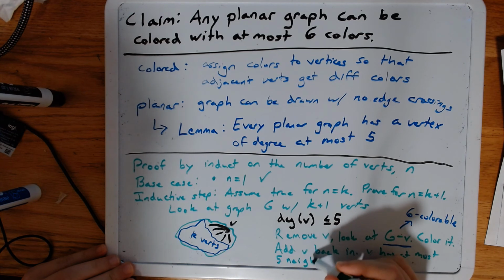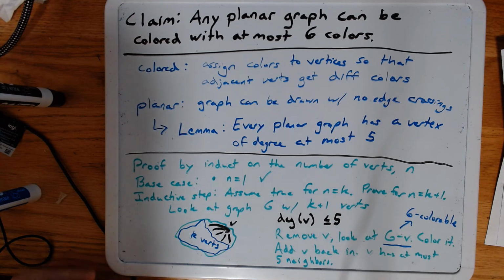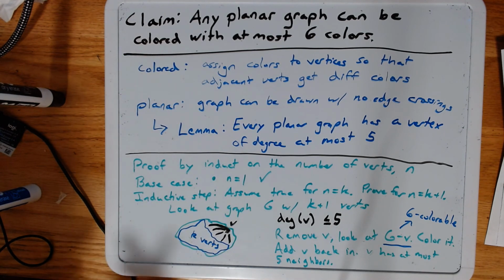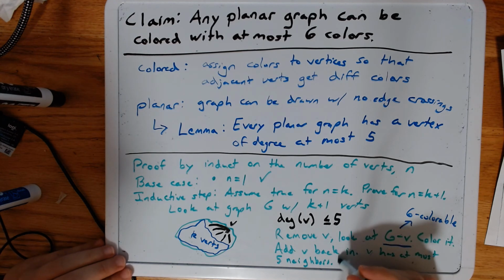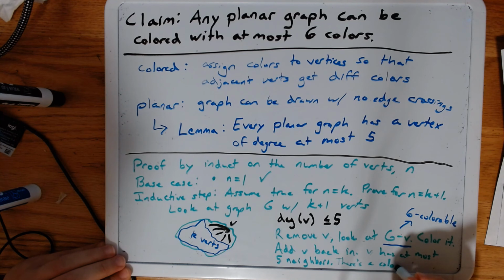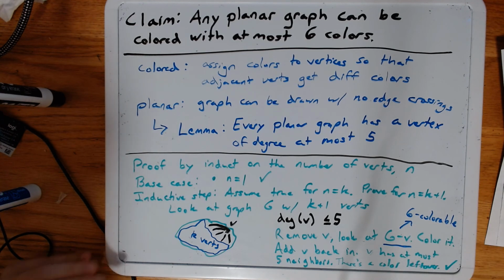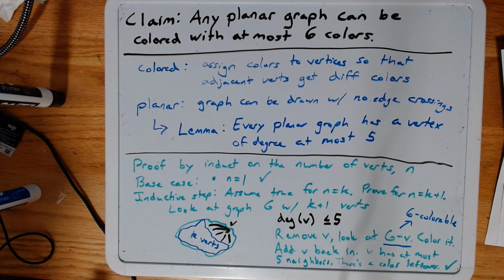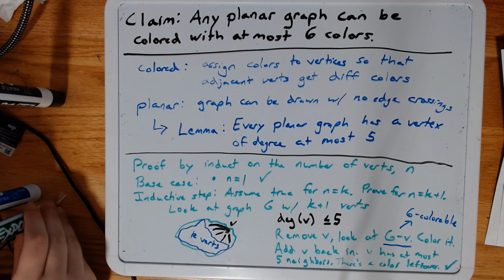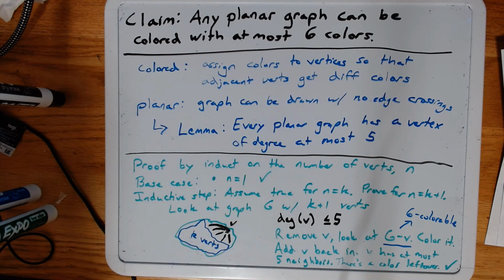That means at most 5 colors, if all the neighbors have different colors, are taken. So there's a color left over. So we can color V, and then all of G is colored with at most 6 colors. And that's what we set out to prove.